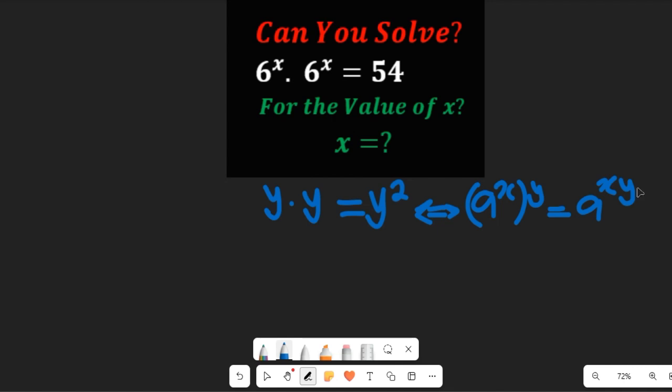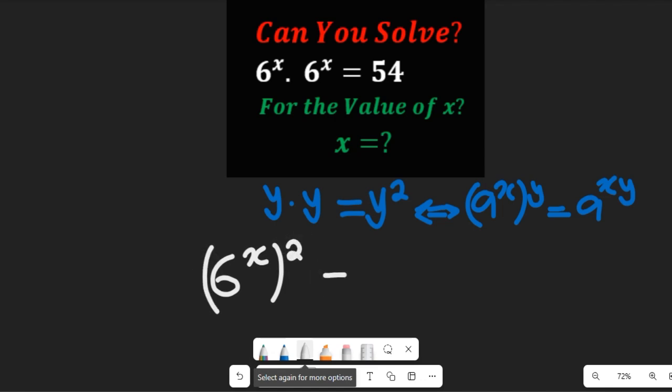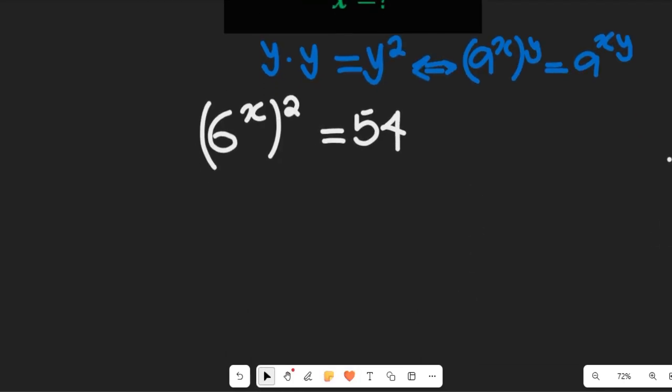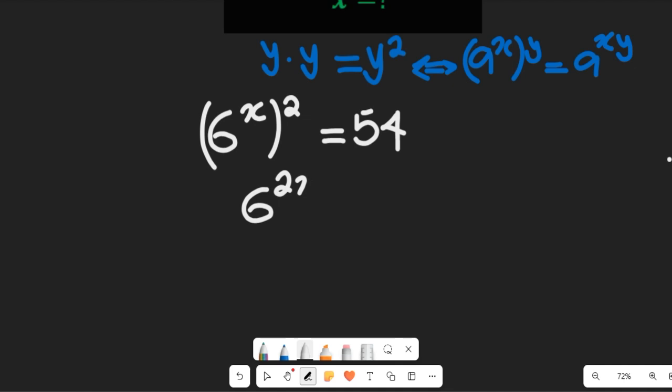6 to the power of x multiplied by 6 to the power of x will simply give us 6 to the power of x, all squared, right? And this can be equal to 54. So having gotten this, what we need to do is to apply that law of indices. We'll have this become 6 to the power of 2x, because the indices will multiply, and this will be equal to 54. Great. Now what do we do?